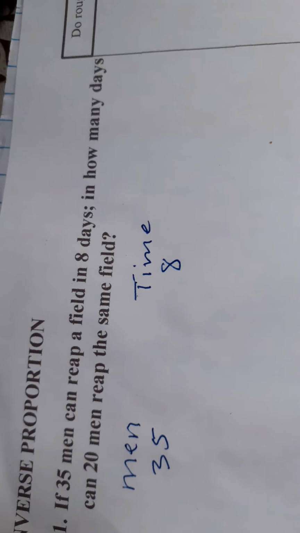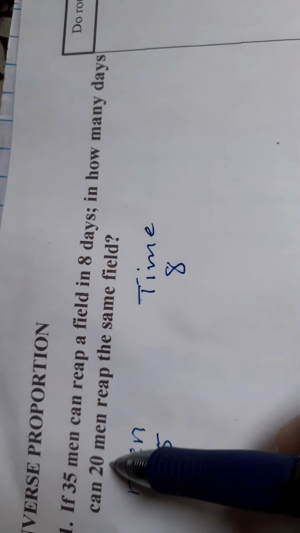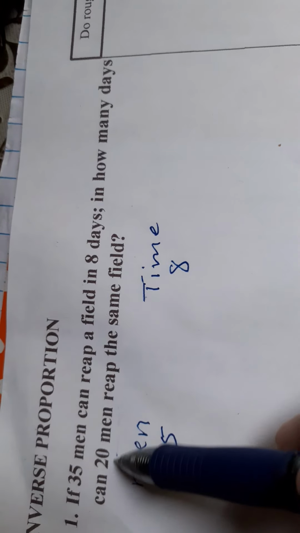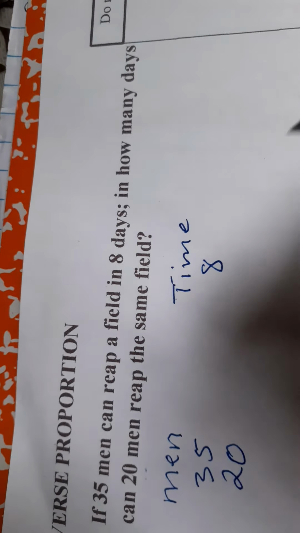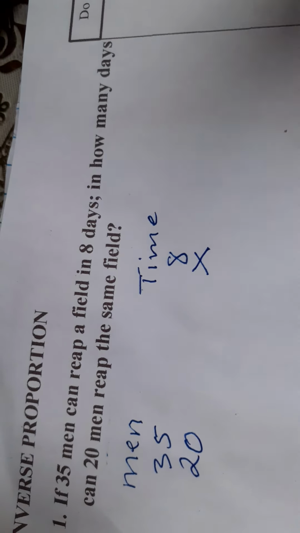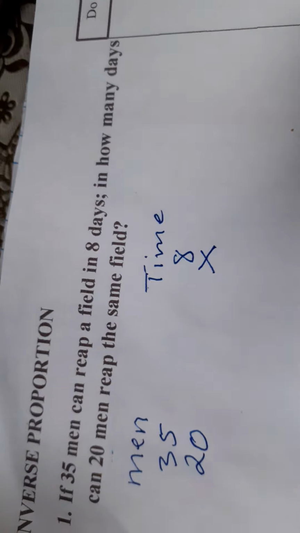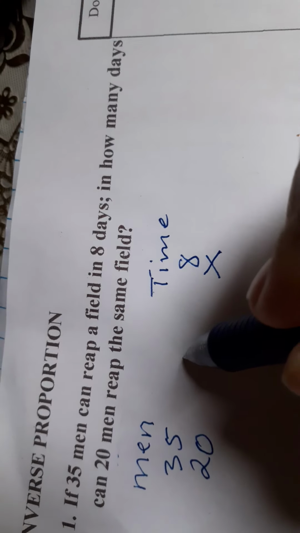So the next information that is given to us is 20 men. So we write 20 under men. So under time we put an X because it says how many days. They're asking us to find that.